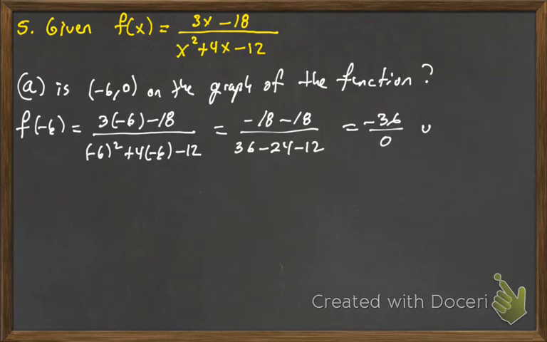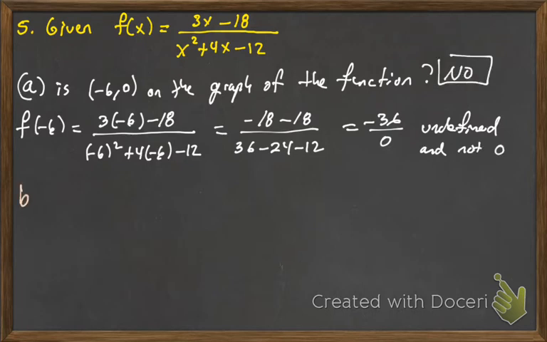Dividing by 0 doesn't make sense. It's going to be undefined. Okay, undefined is not the same thing as 0. And so, because we don't get 0, we get undefined, that means that negative 6, 0 is not on the graph. If it's undefined, it would not be a point on the graph.